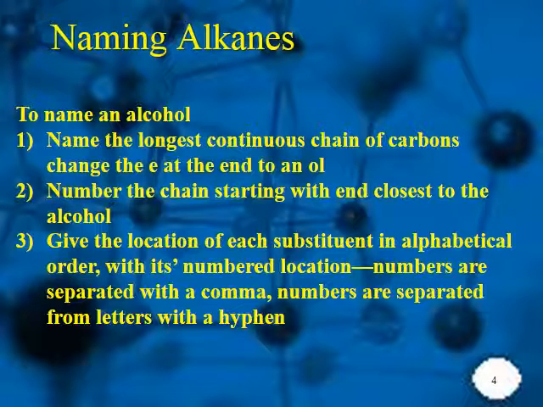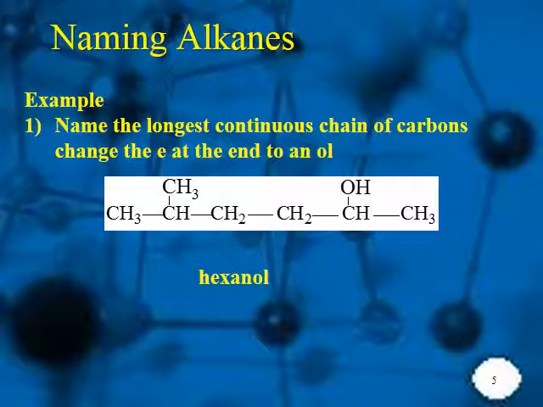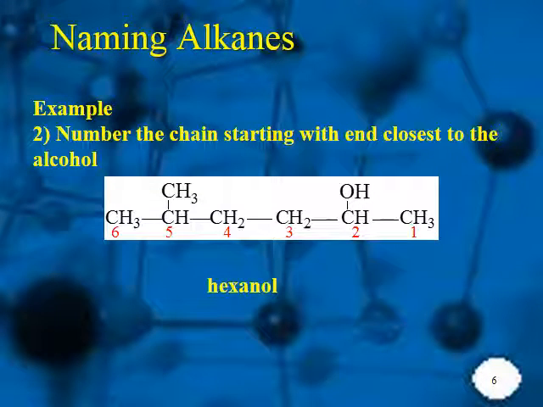As I said, the steps are pretty much the same, only we're going to change the E at the end of our base chain to an "-ol". And we need to give the location of the alcohol too, which you'll see. So if we start off with this one, our base is hexanol because it has 6 carbons in the main chain, numbered here, and there's an alcohol. Now, the alcohol takes precedence.